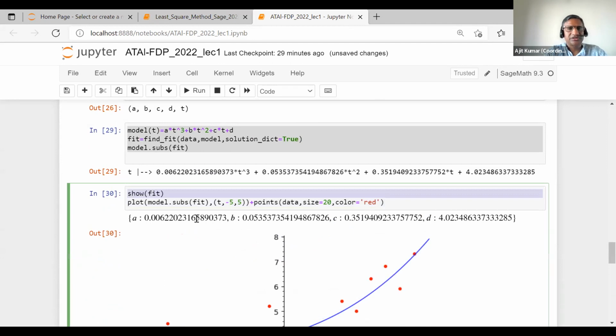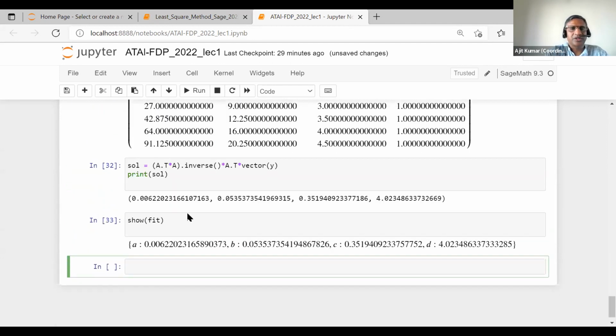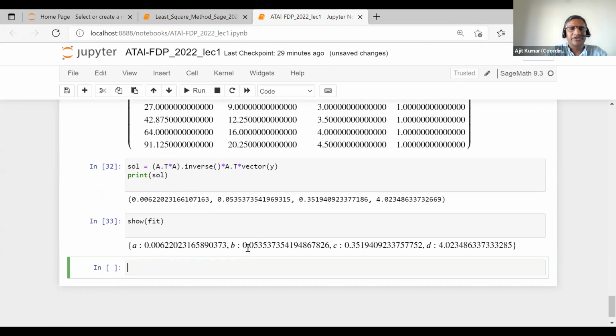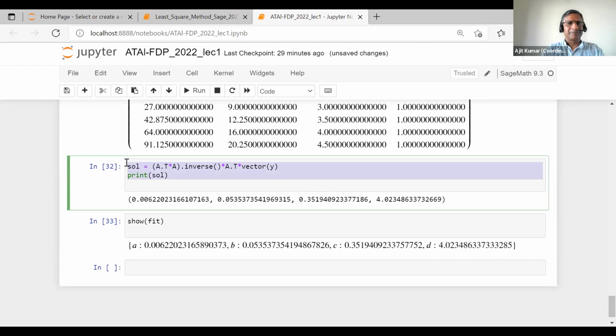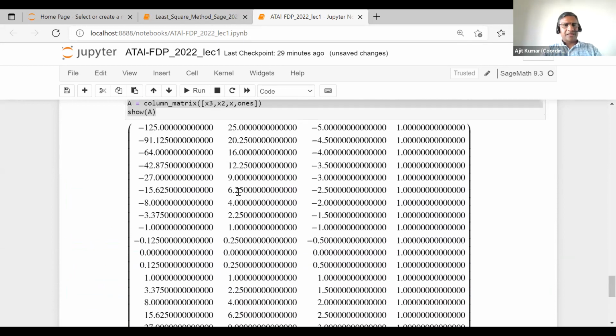So let us write it here. We had show fit. Now if you compare, your A is this, B is this, C is this, D is this, exactly similar. Of course, it may differ at some points after a certain stage, but this is what you'll get. And we can plot using the same thing. Okay, I have copied it in the Google Sheet, so please look at it.